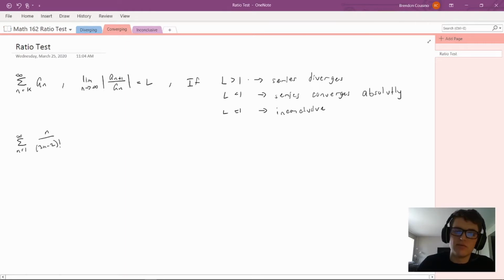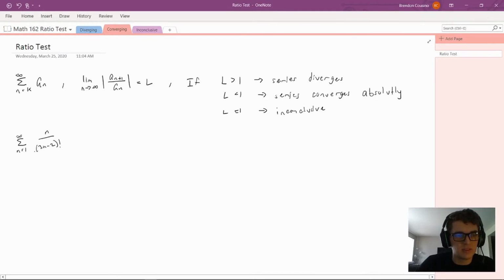And if we get that equal to some constant L, then we can use these criteria to see whether our series converges or diverges. So if L is greater than 1, our series diverges. If L is less than 1, our series converges absolutely. And if L is equal to 1, then this test is inconclusive, and we need to use another test to check to see if it converges or not. So let's go ahead and get into this example.